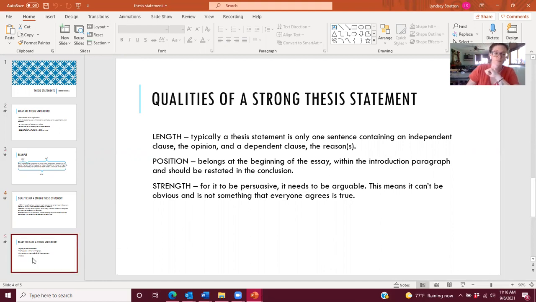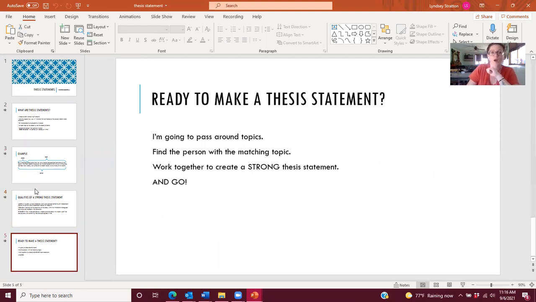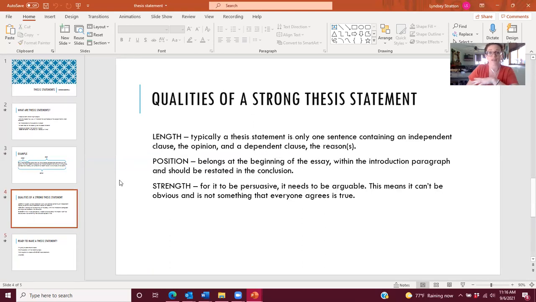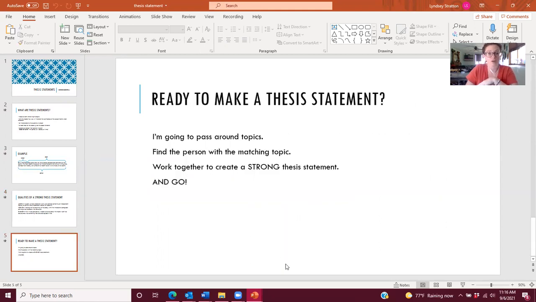Typically, if you were in my class, I would pass around some topics and you would create your own thesis statement regarding those. So that's about all I have for now on MLA, thesis statements, and researching.